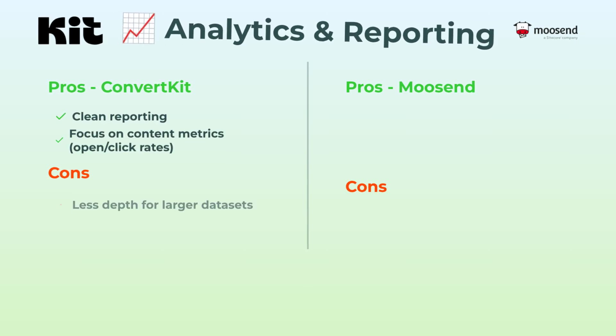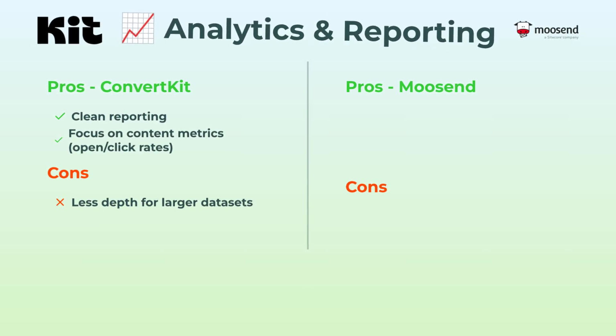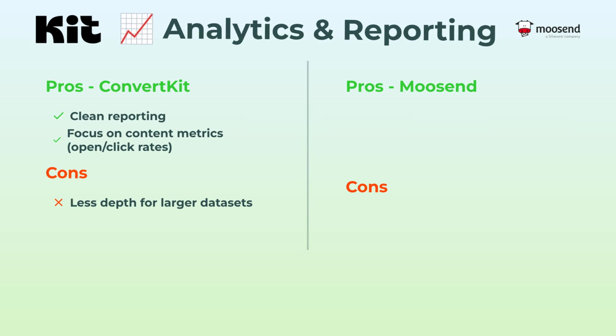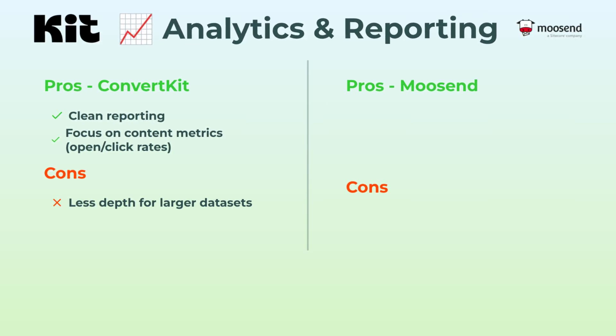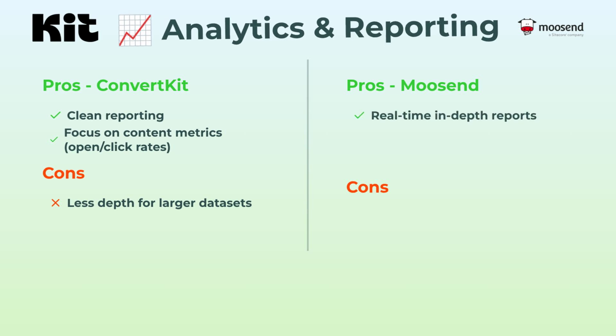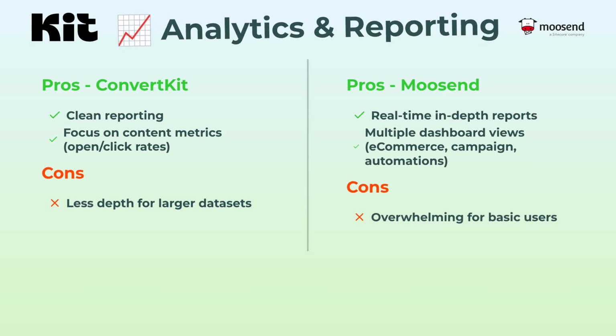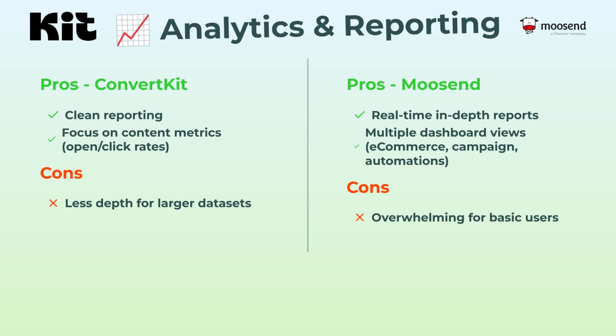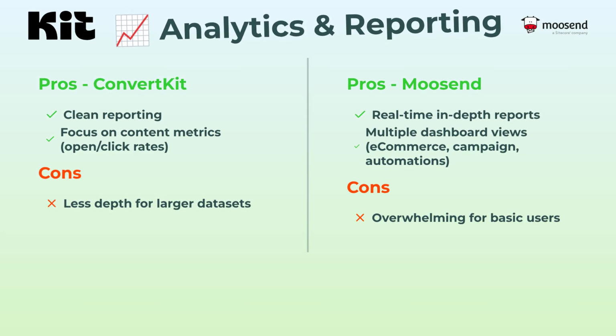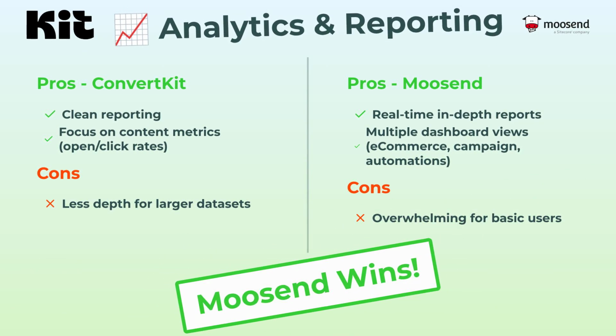With ConvertKit, the reporting is clean, simple, and it gives you clear metrics on what matters, like who's opening and clicking your emails. But if you've got thousands of subs, or you need something super detailed, it just can't keep up. Moosend, on the other hand, has real-time reports, lots of dashboard views for both campaigns and e-commerce, and this thing can dig deep into the data. I mean, if you're sending lots of emails and need granular insights, yeah, Moosend's got it covered, even if it might feel overwhelming at first. So for insights, Moosend takes the lead again.